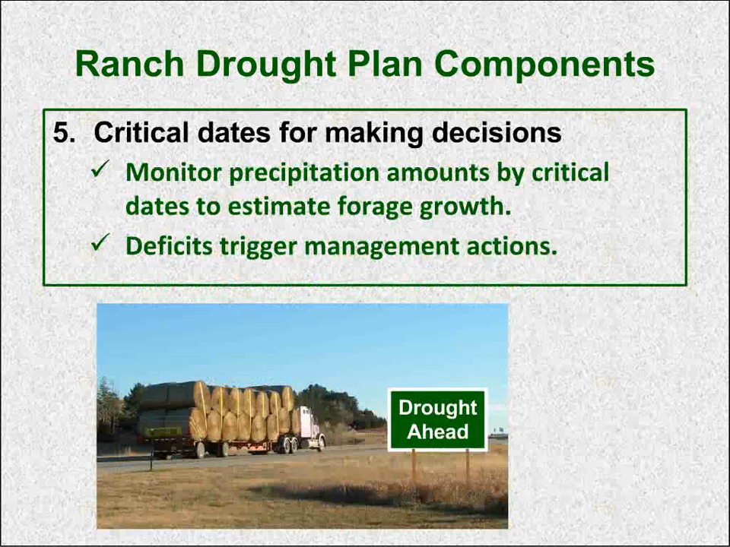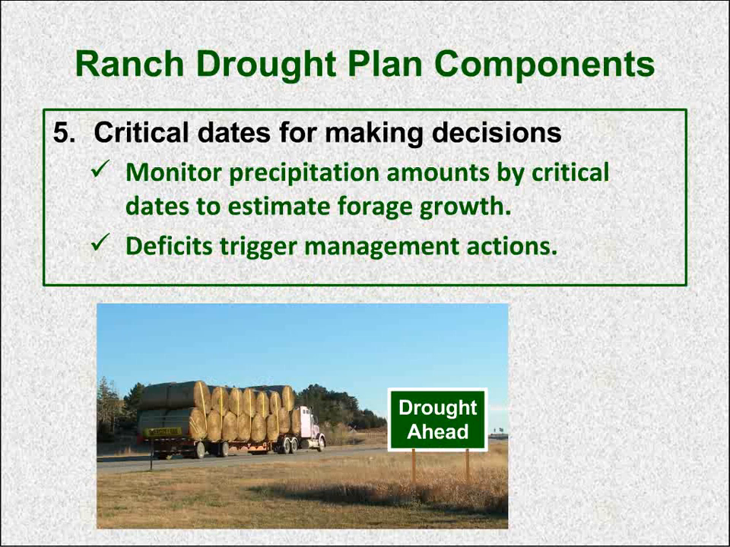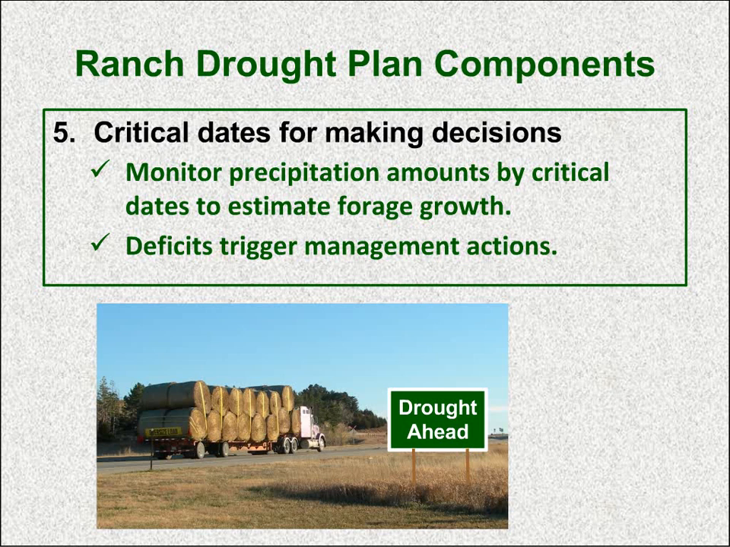Now the fifth one I think is certainly important, and a lot of people that have drought plans really focus on this one here. It's about critical or trigger dates. And really with this concept, it's just about monitoring precipitation amounts and looking at those uncertain or critical dates to estimate forage growth for that coming season. And when there are deficits, that is what triggers some type of management decision to try to bring things back into balance.